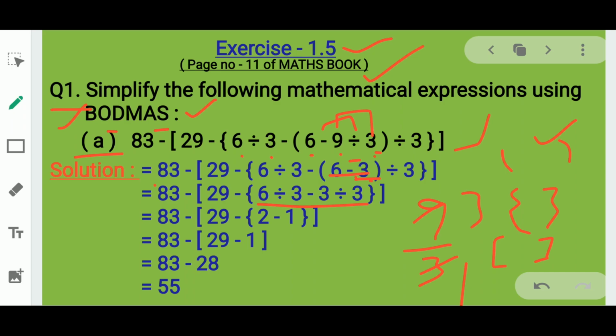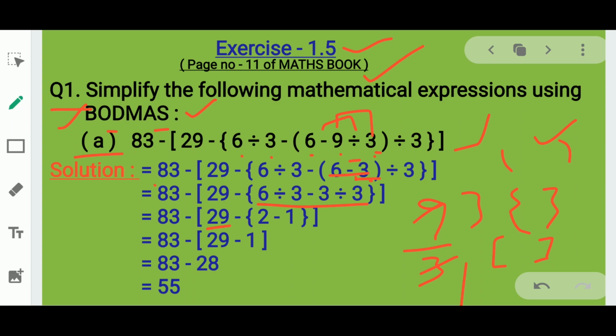So what should we do? Yes student, we should divide first. Both divisions can be done at the same time. Now 83 minus big bracket 29, we write the same.